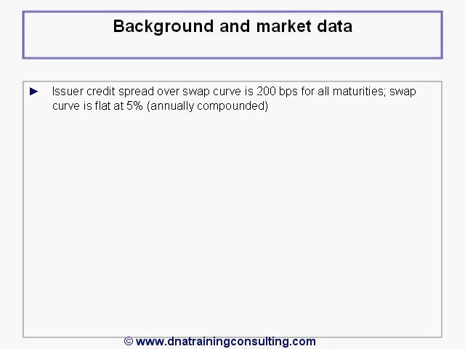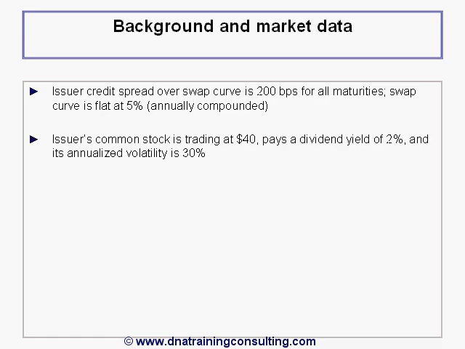Our discussion begins by considering an issuer whose credit spread is 200 basis points over the risk-free rate for all maturities when the risk-free yield curve, taken here to mean the interest rate swap curve, is flat at 5% annually compounded. The issuer's common stock is trading at $40 spot, pays a dividend yield of 2%, and has an annualized volatility of 30%.